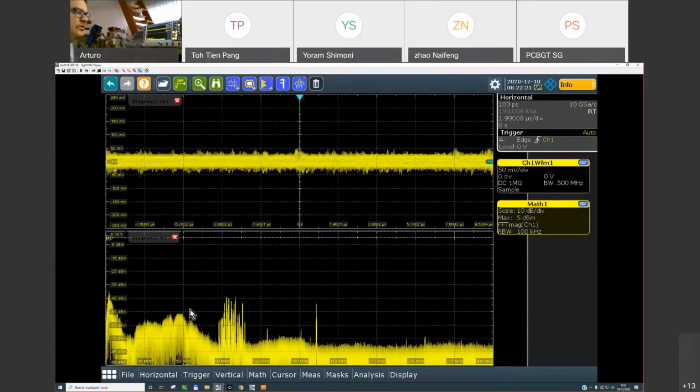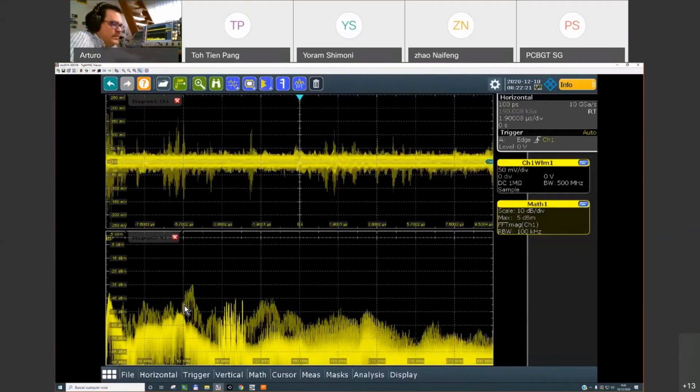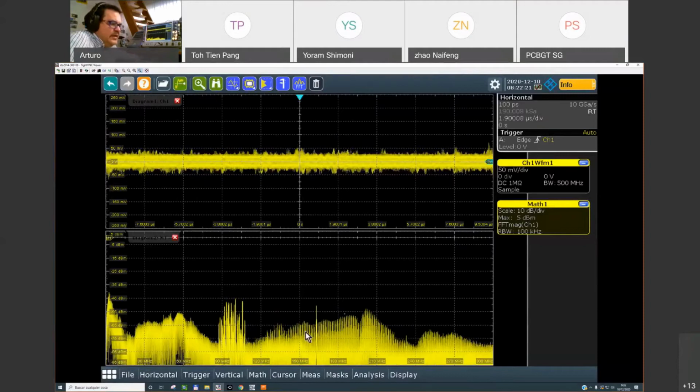Let me switch on the soldering station in my lab. Okay, you can see that this is the activity created basically by my soldering station. So it's very important when you are doing this kind of measurements to disconnect as much as possible the products that are around your system, and additionally to know what frequencies you have in the environment.